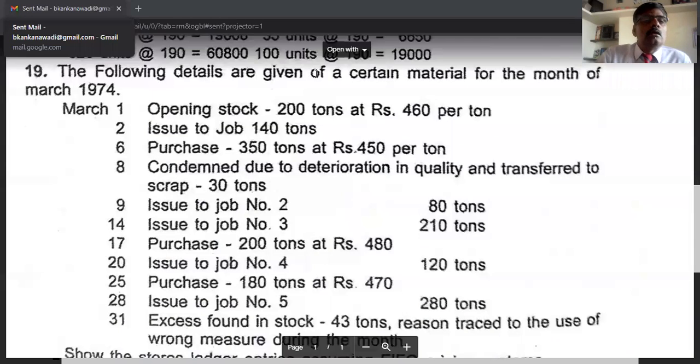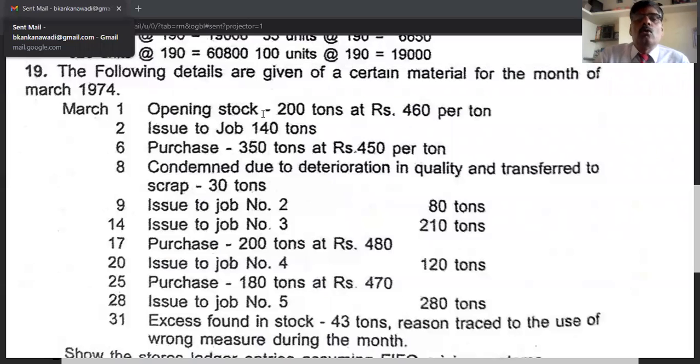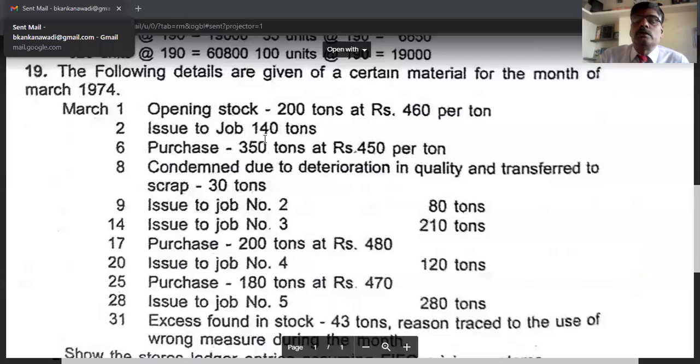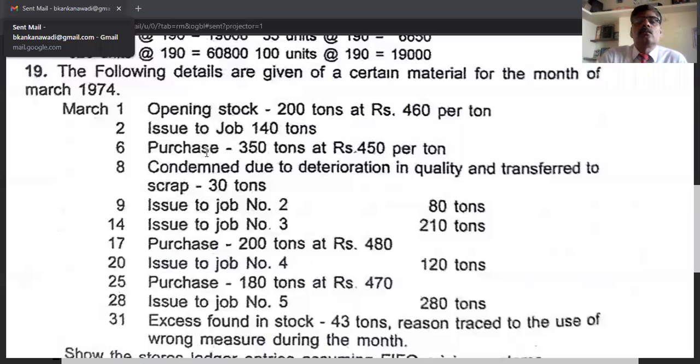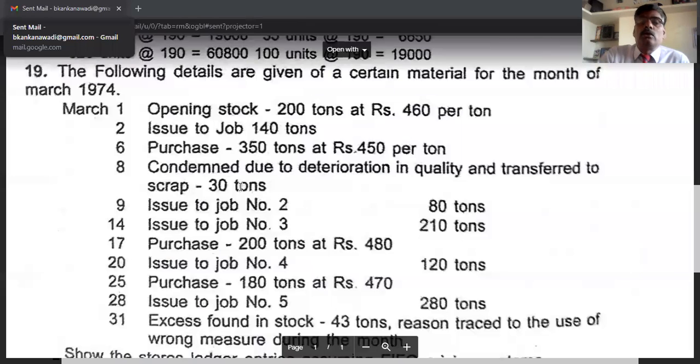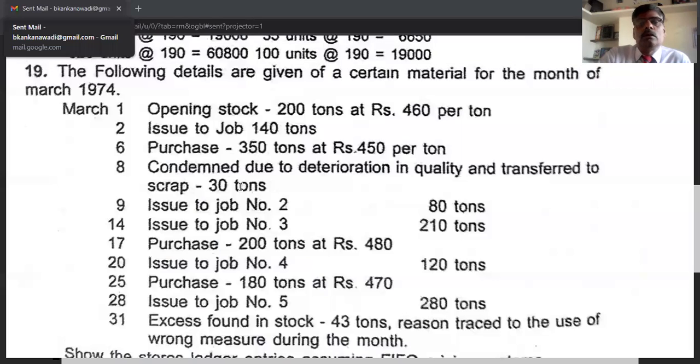The following details are given of a certain material for the month of March 1974. Opening stock is 200 tons at a rate of 460 per ton. First issue is there, you record in the issue column. Next, purchase in the receipt column. Condemned due to deterioration in quality and transport to scrap 30 units. Means it is a shortage. Loss is a shortage. Means you have to issue it.